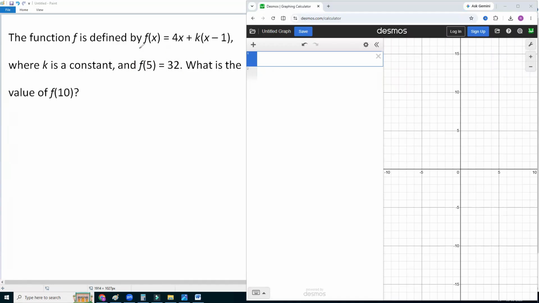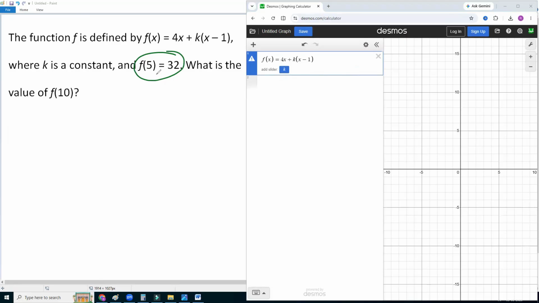In my first step, I'm going to take this function f(x) as input in Desmos. That is f(x) = 4x + k(x - 1). Now, to get the value of the constant k over here, we have to use this information. Now, we have to take this one as input in Desmos.